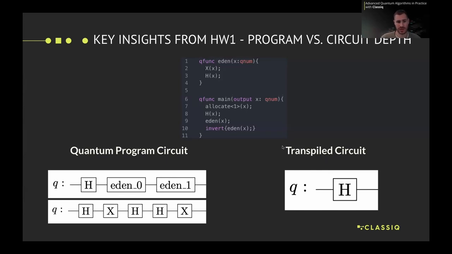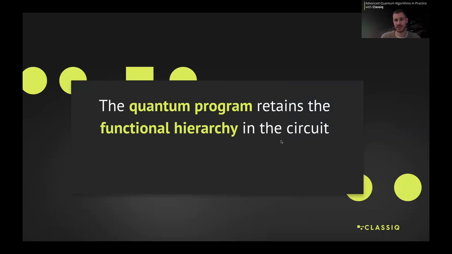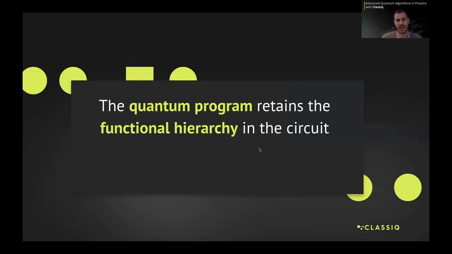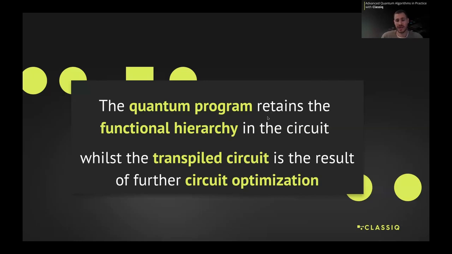So the quantum program circuit retains the functional hierarchy in the circuit, as we've seen here, right? So we start from the functionality that we want, and then we can zoom into the low-level circuit implementation on the bottom figure, but it retains the functional hierarchy in the circuit. On the other hand, the transpiled circuit is the circuit after further circuit optimization. So as we've seen in the example, we could cancel out two identical gates that are consecutively applied on a specific qubit. And this is some further tweaks, some further optimization we are doing on top of the circuit itself.